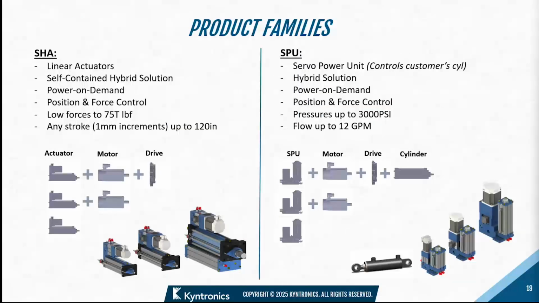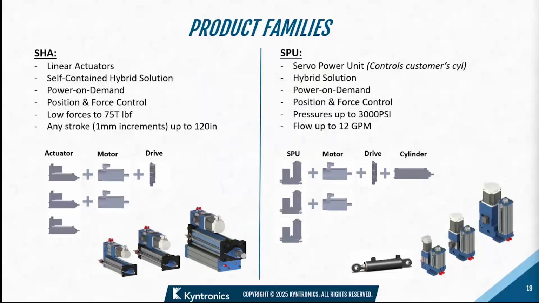So high level wise, we have our SHA product line, and you have your SPU product line. The SHA product line is your self-contained hybrid solution. We can provide the actuator only, we can provide it with a motor, or we can provide it with a motor and drive. Power on demand, so our standard product goes up to 75 tons, 150,000 pound force. We can do any stroke. We've done up to 120 inches.